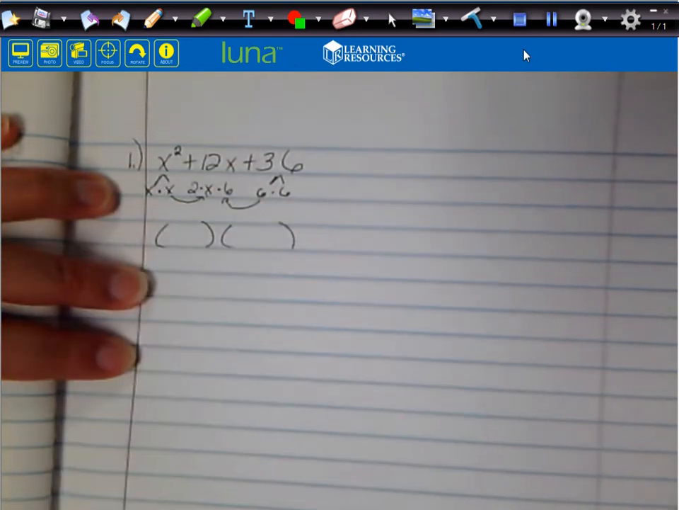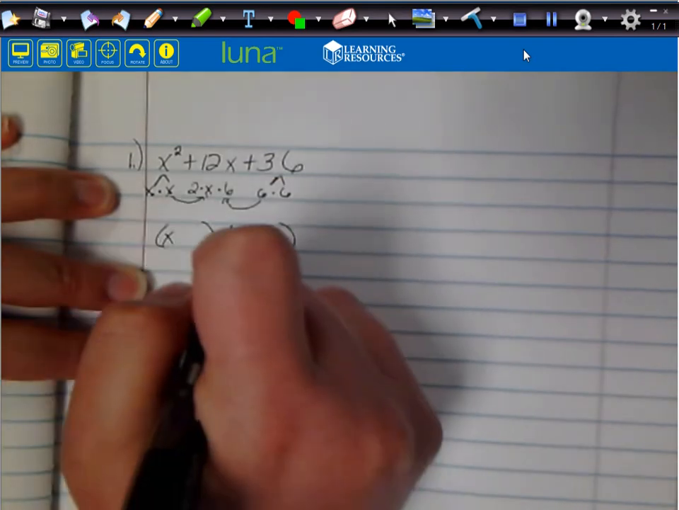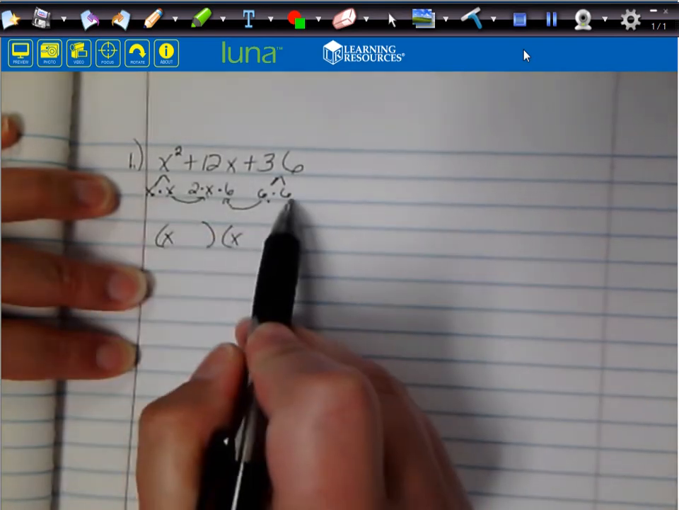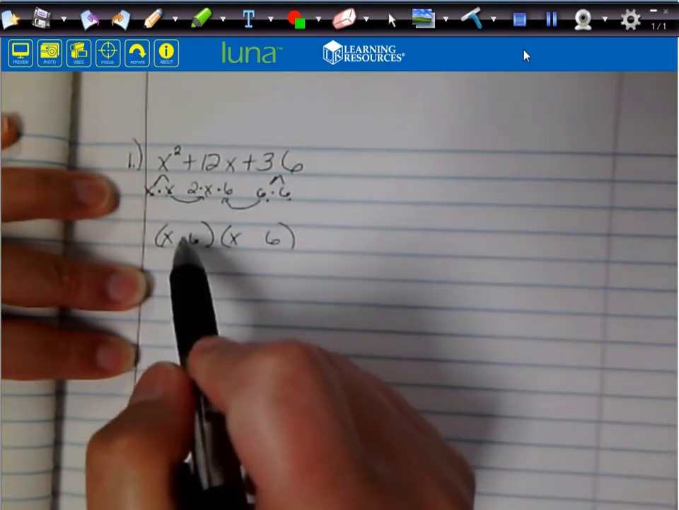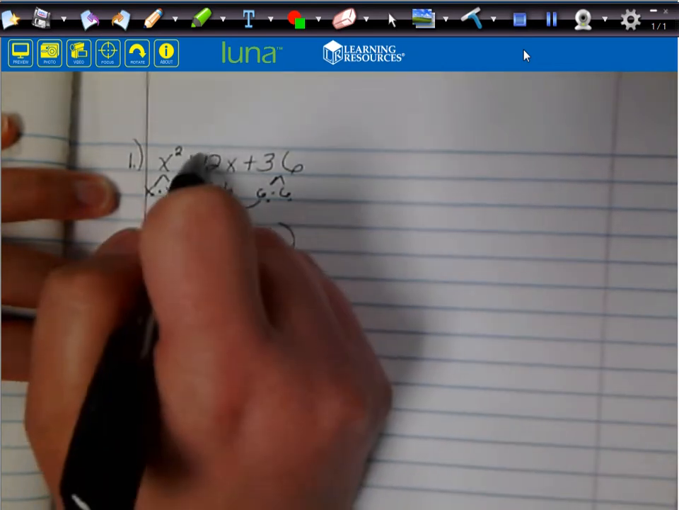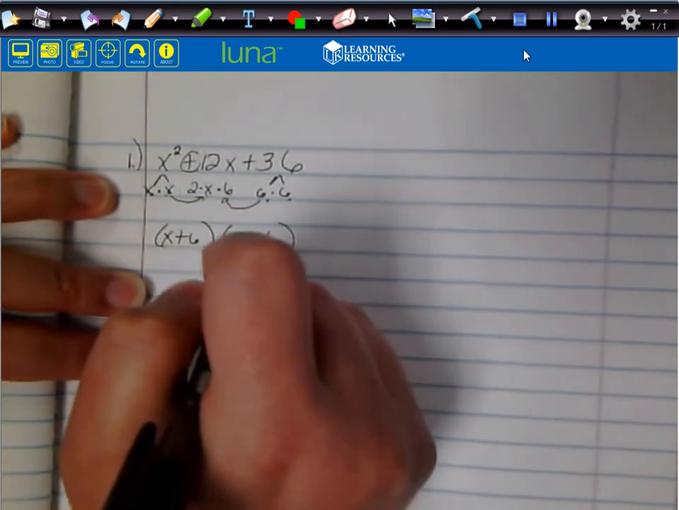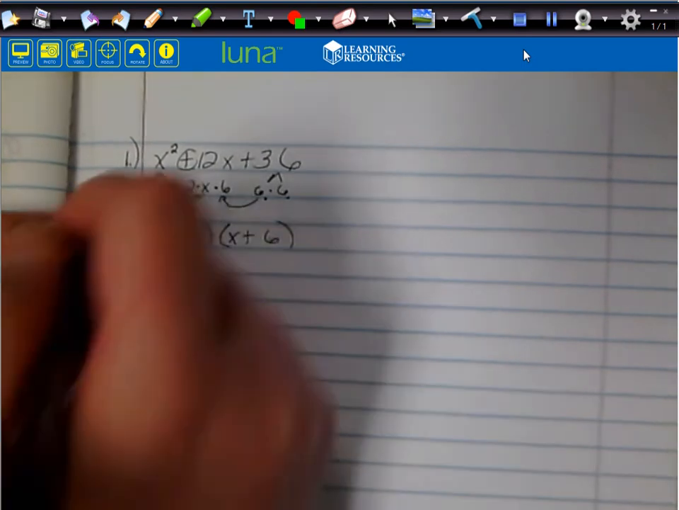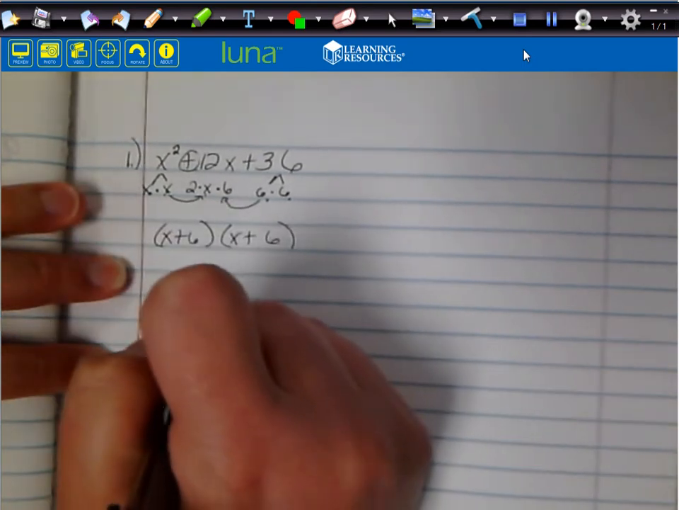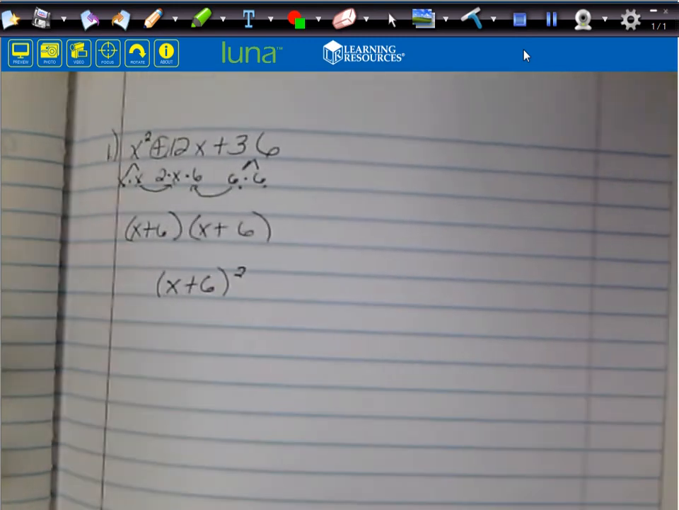We need our 2 sets of parentheses. Our x's here and here are going to be our first here and our first here. And then our 6's are going to go here and here. And then to figure out whether it's plus, plus, or minus, minus, I'm going to look at this first sign right here. If this first sign is plus, it's plus, plus. If that sign was a minus, it would be minus, minus. And a different way of writing this, and the way that you'll see it on EOC, is going to be x plus 6 squared.